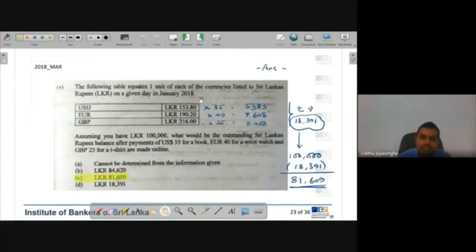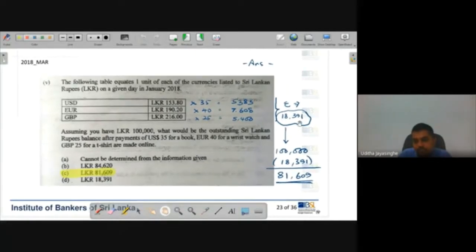This is the answer. At each different exchange rate, I can take the item's value. The book that I'm going to purchase is in US dollars, so this multiplied by 35. This wristwatch in euro multiplied by 40, and lastly this T-shirt in GBP, multiply that by 25. When I multiply these numbers, what am I going to get? These are the rupee equivalent expenses for that particular day. So I take the sigma or the summation. This is going to be 18,391. This is my total spending.